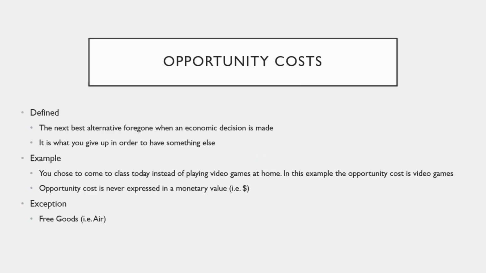And this leads us to opportunity cost. Opportunity cost is the next best alternative foregone when an economic decision is made. It's what you give up in order to have something else. So, for example, you choose to come to class today instead of playing video games at home. The opportunity cost is the video games you didn't play. It's never expressed in a monetary value. There are a few exceptions, like free goods such as air, but for the most part, everything has an opportunity cost. That's why economists say there is no such thing as a free lunch.